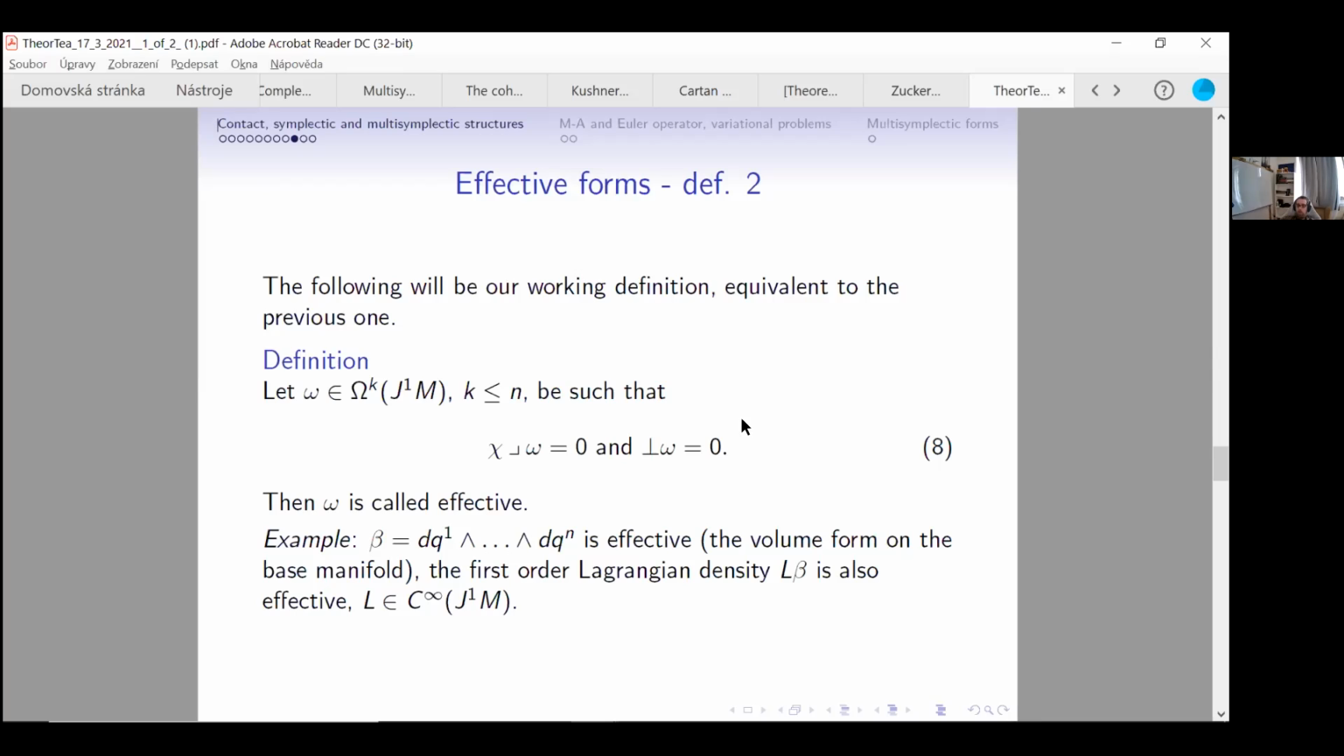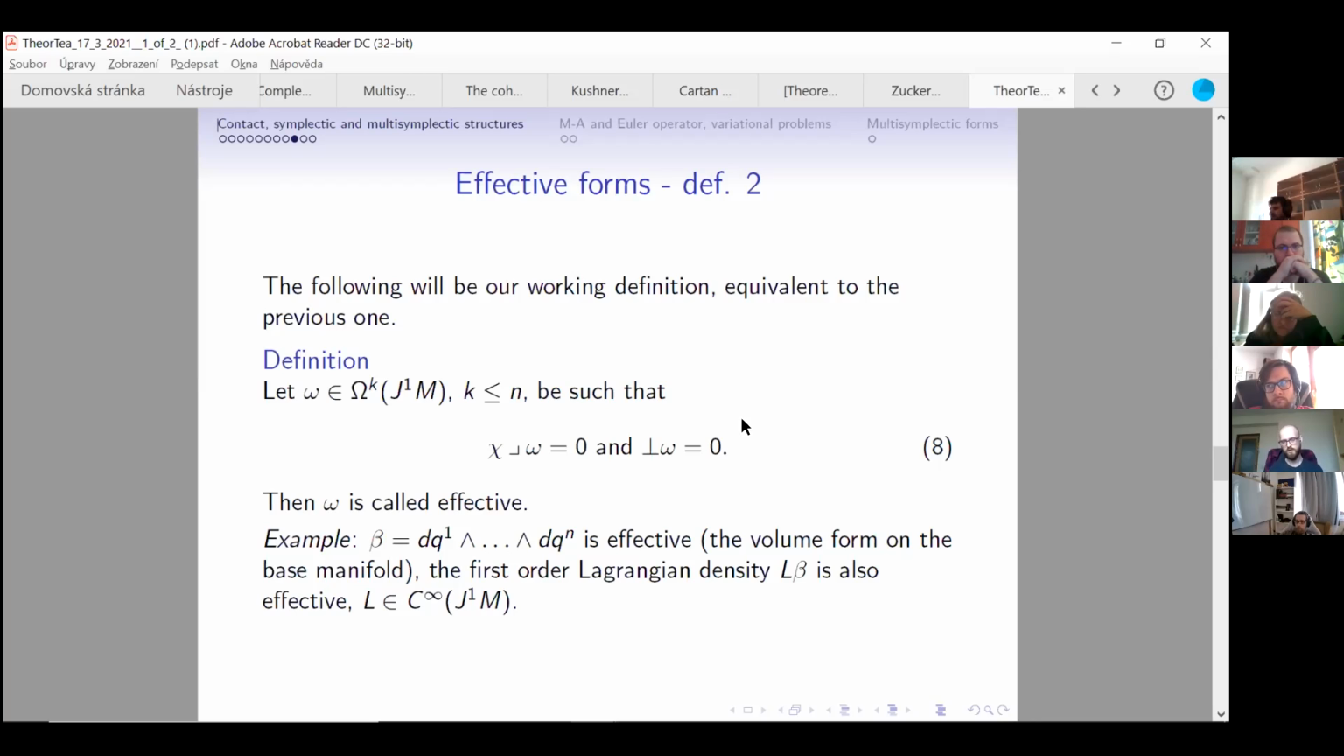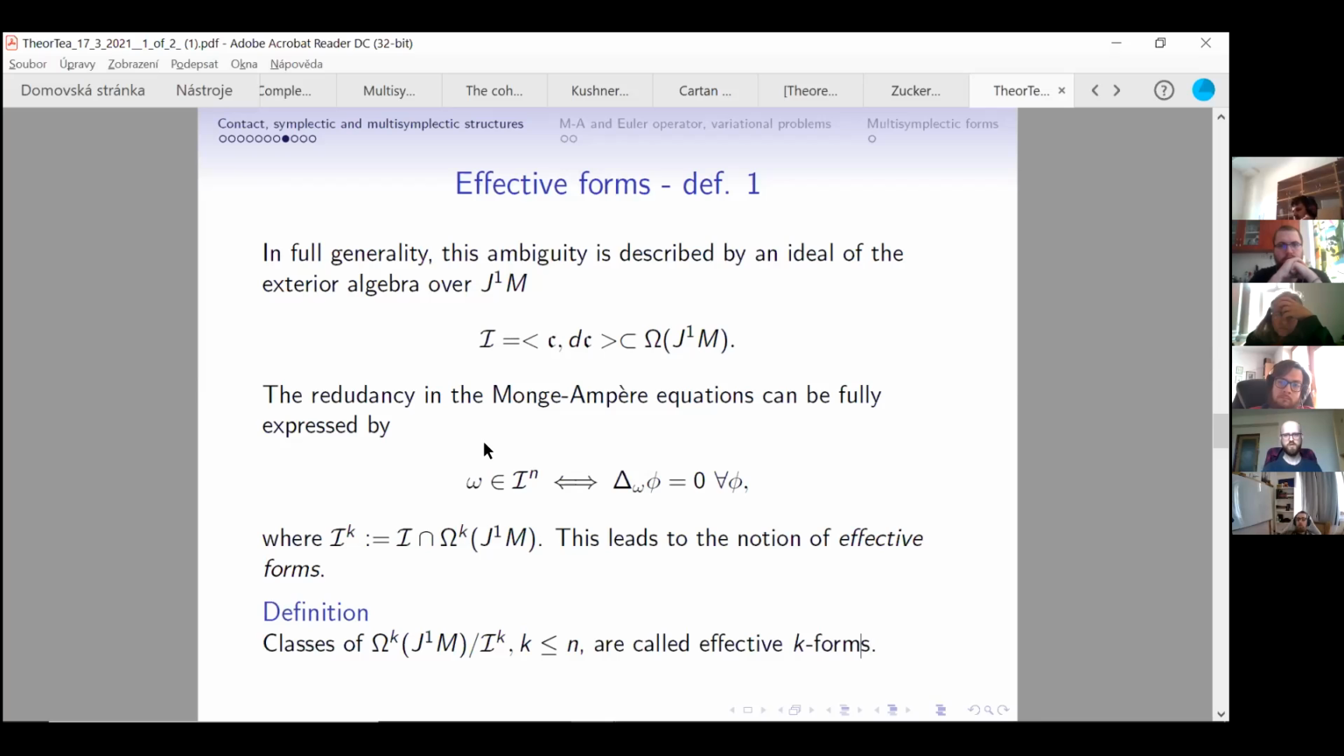Before we see the theorem, just consider an example. Take dq1 wedge through dqn, which is an n-form on J1m, quite a nice one. If we pull back this form, we get a volume form on M in the coordinate expression, and it is effective. The conditions 1 and 2 from the previous definition are easily satisfied. I haven't maybe written the coordinate expression of the Reeb field. I'm not sure. Let me check.